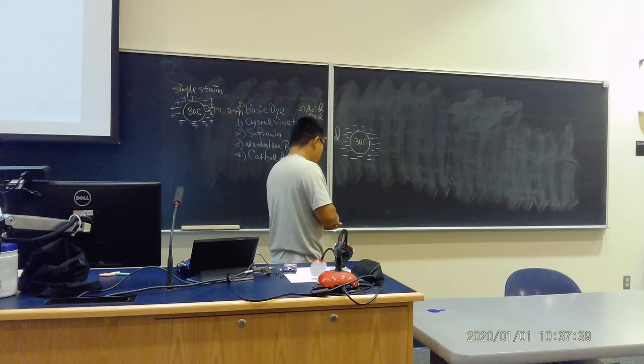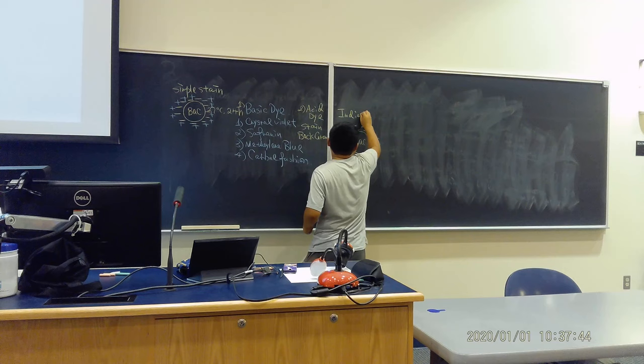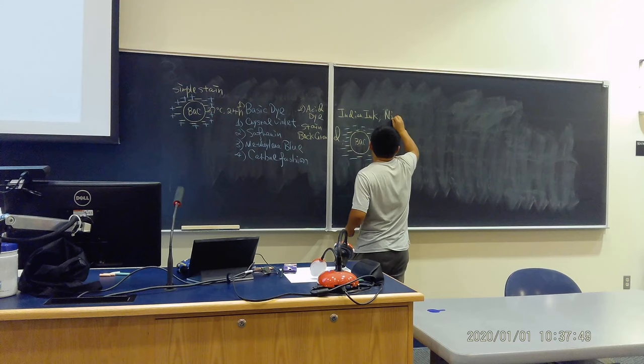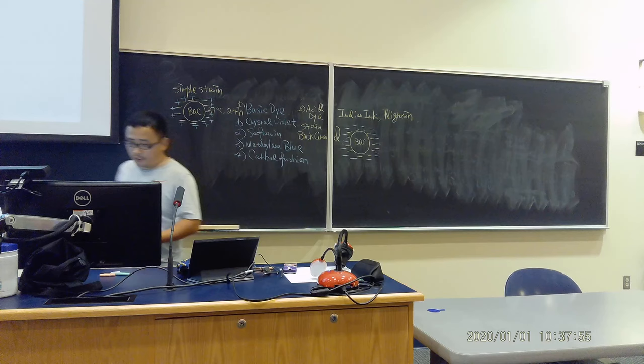What are the examples? India ink and nigrosin. Those are the two examples. That's called a negative stain. Rose bengal and all those other things they use. So these are the major differences between these two.